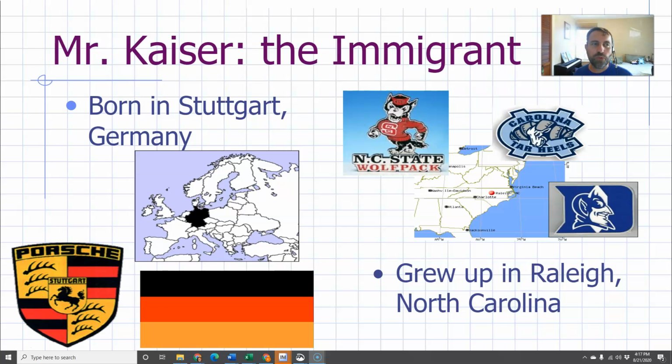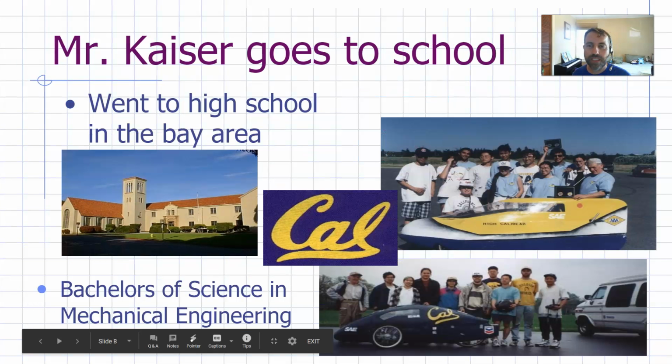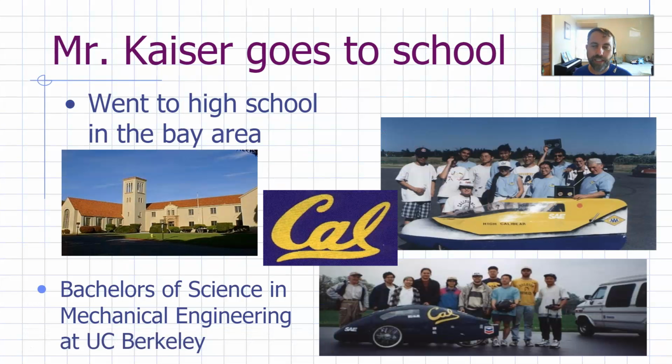When I was in middle school, my family moved to California and I went to high school here in Palo Alto in the Bay Area. That's my high school there, Palo Alto High School, right across the street from Stanford University. I didn't go to Stanford, though. I went to UC Berkeley, go Bears, and have a Bachelor's of Science in Mechanical Engineering from UC Berkeley.